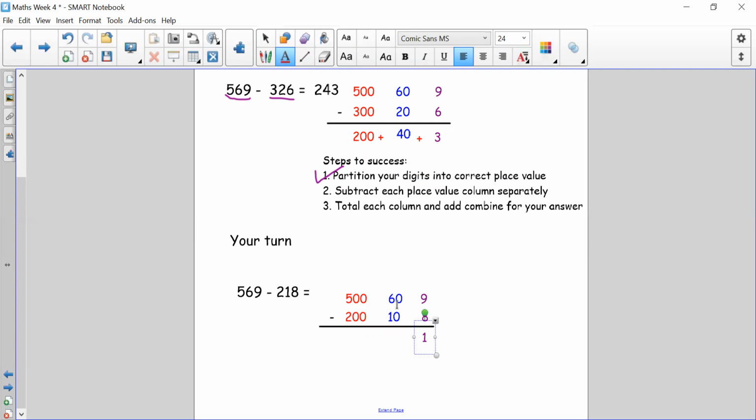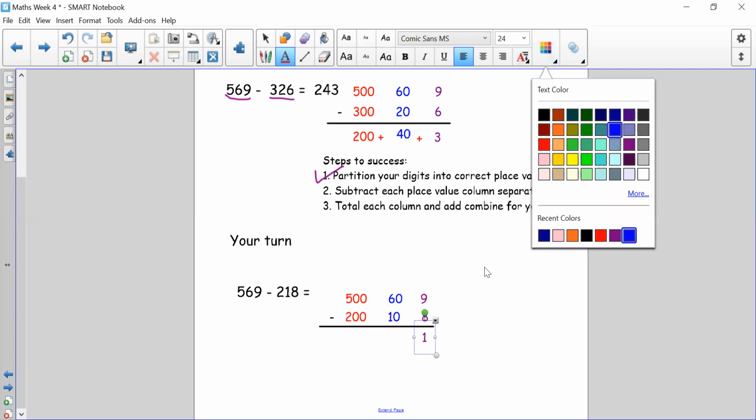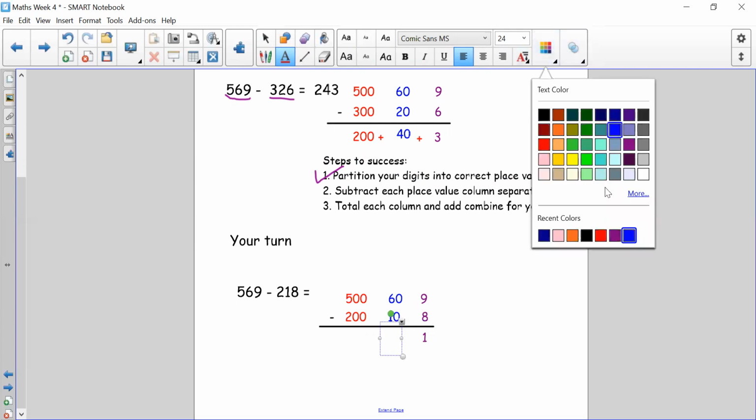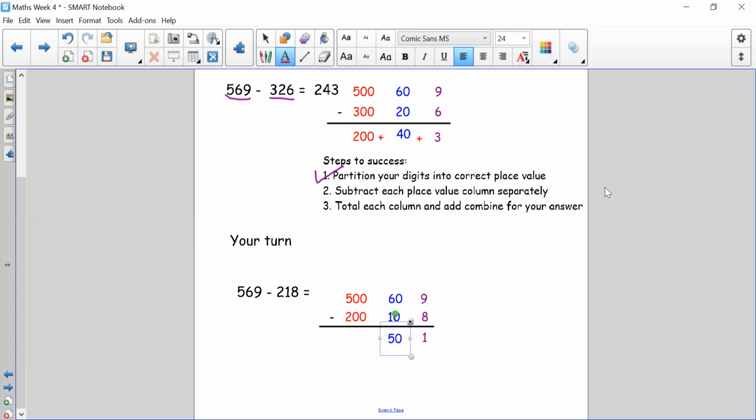60 take away 10. Well, I know that 6 take away 1 is 5. So 60 take away 10 is going to be 50. Okay, making sure again that I write my 10s digit in the correct place value column. 500 take away 200. Well, I know 5 take away 2 is 3. So 500 take away 200 is going to be 300.